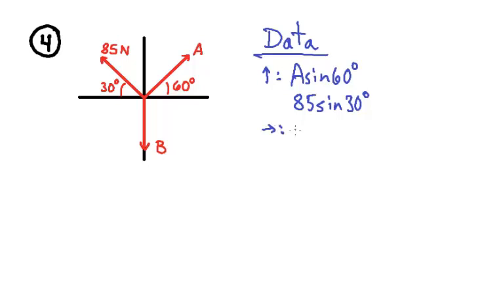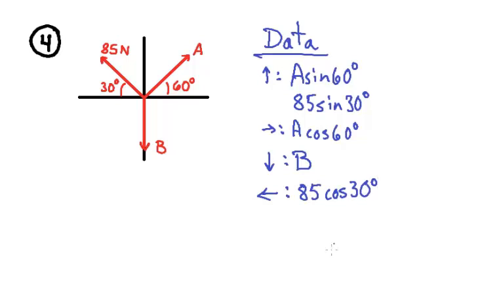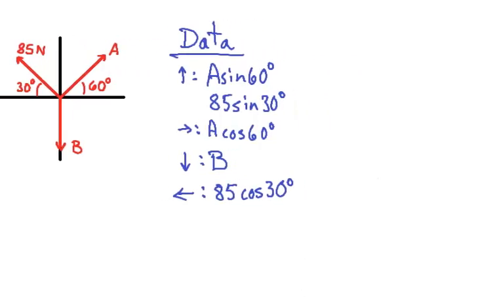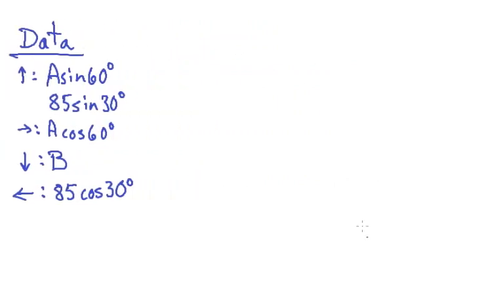The right-sided force is A cosine of 60. The downward force is B. And the left-sided force is 85 cosine of 30. Remember that we use cosine for horizontal forces, and we use sine for finding vertical forces. With that data, we can now do a vertical analysis and a horizontal analysis. Vertical analysis will tell me in this case that downward forces have to be equal to upward forces, because they have to be the same in order to cancel each other.